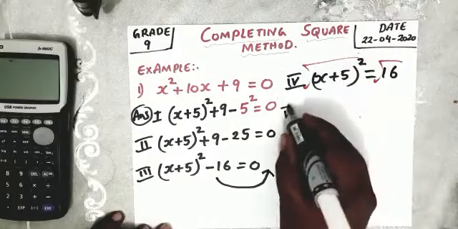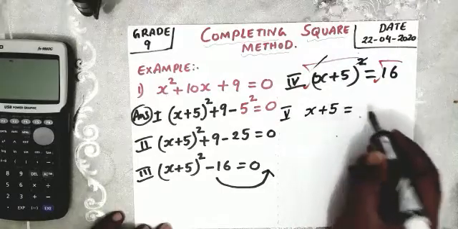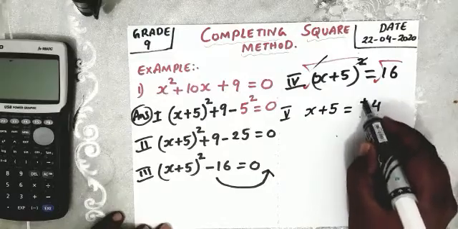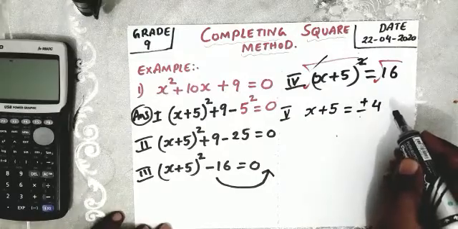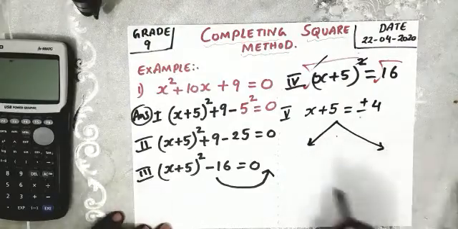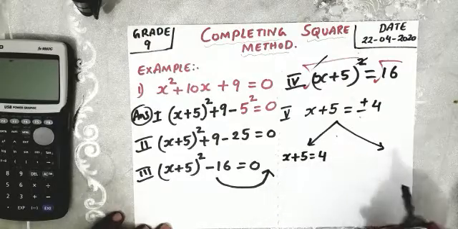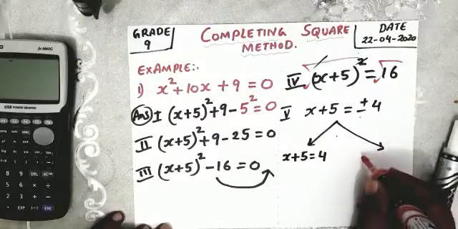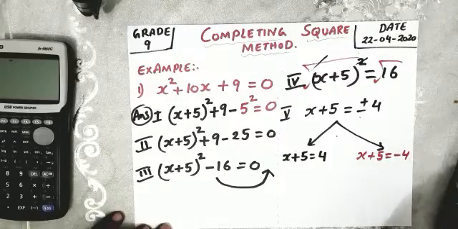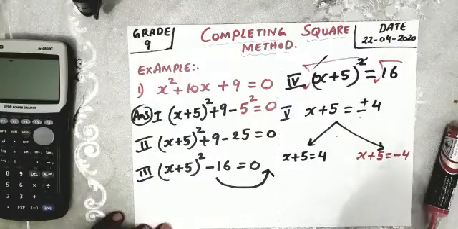So in our next step, the square and root will get cancelled. So we will have x plus 5 equal to square root of the constant. Square root of 16 is 4, but in two forms, plus and minus. So now to solve it, in the next step, we are going to take x plus 5 is positive 4 and x plus 5 is negative 4. Then solve them separately. So one time I am going to take positive 4, one time negative 4.